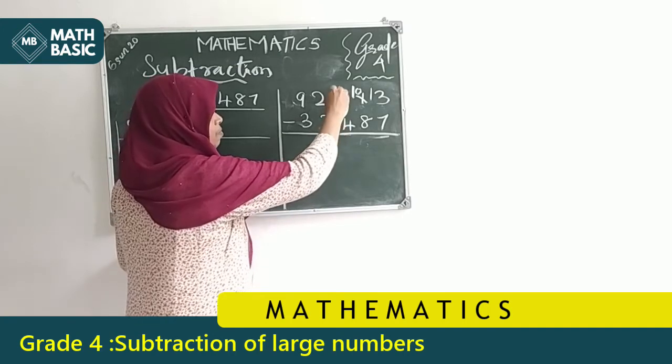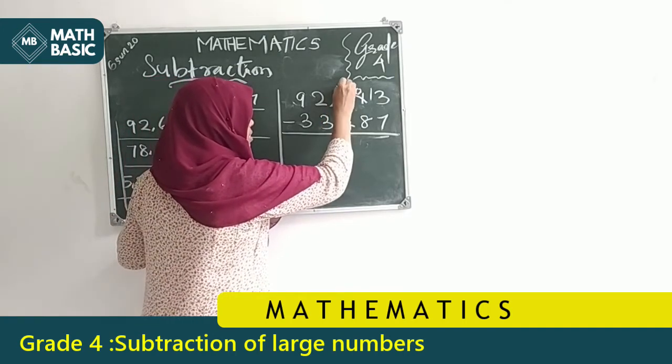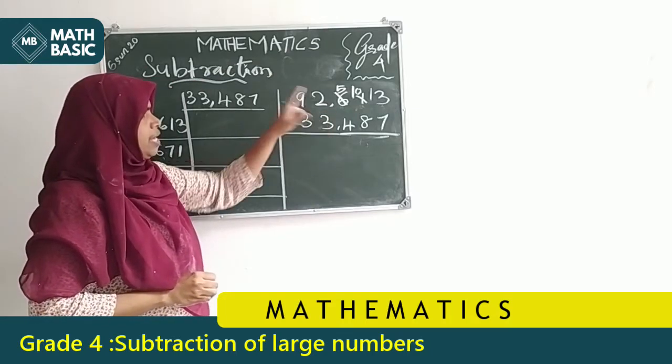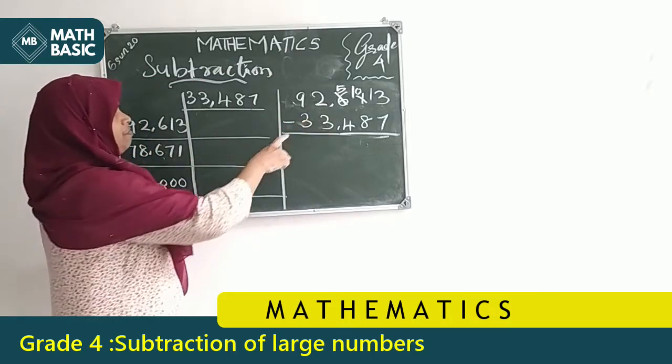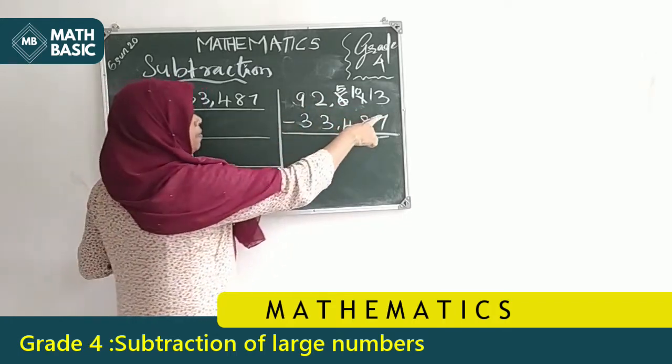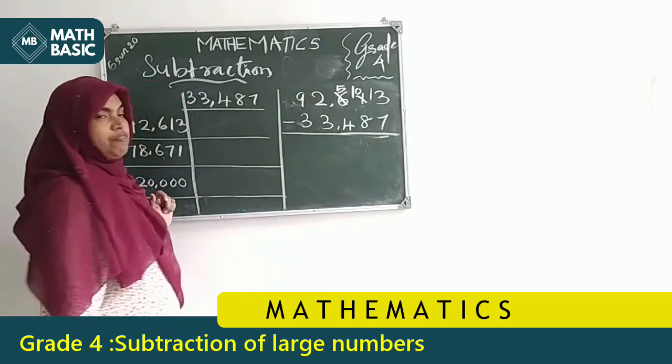From this 6, borrowing 1. So this 6 became 5. Listen carefully, 6 became 5. See, 5 and 4, no problem. Then we can do these all. Okay, then 7. Subtracting 7 from 13.